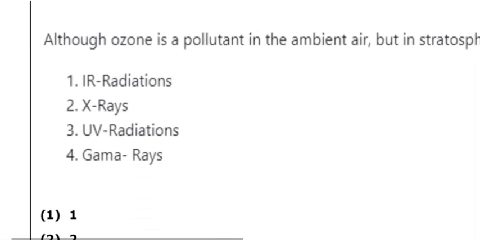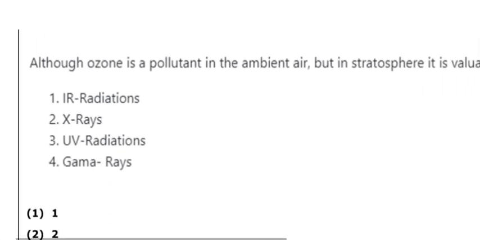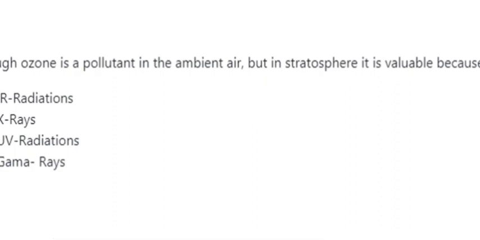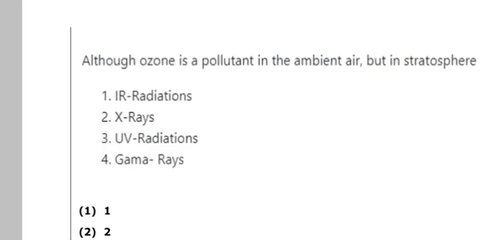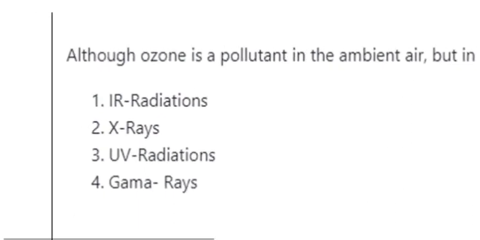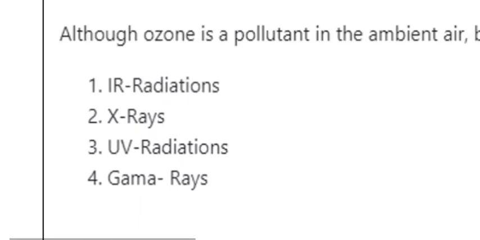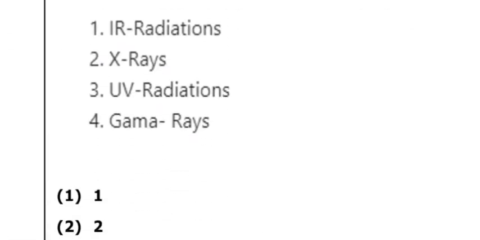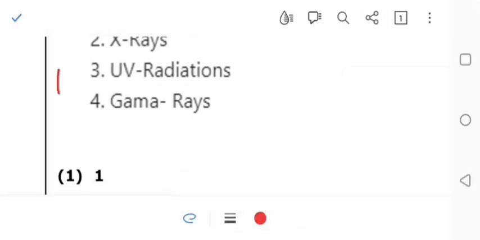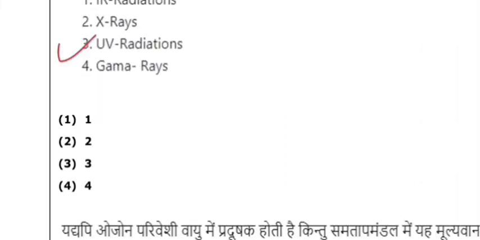40. Although ozone is a pollutant in the ambient air, in the stratosphere it is valuable because it absorbs harmful what? IR radiations, X-rays, UV radiations, gamma rays. What do you think? The correct option for 40 will be number C, that means UV radiations, ultraviolet, very deadly, detrimental.